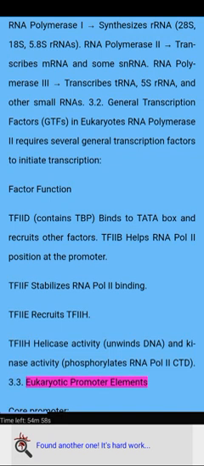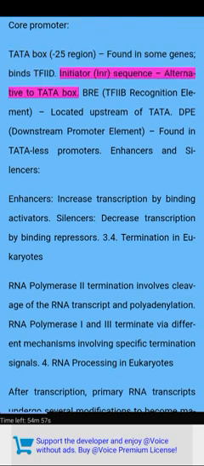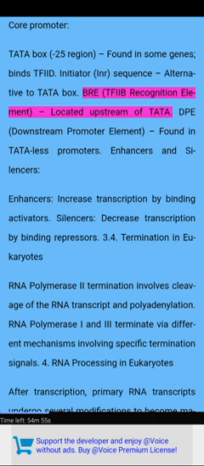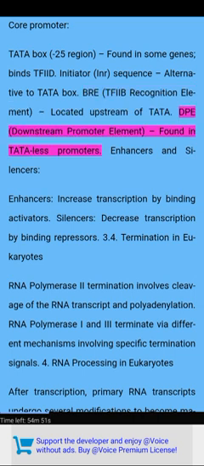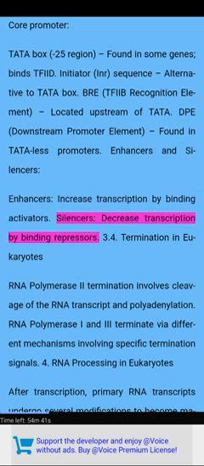3.3. Eukaryotic promoter elements. Core promoter: TATA box, -25 region, found in some genes, binds TFIID. Initiator (INR) sequence, an alternative to the TATA box. BRE, TFIIB recognition element, located upstream of TATA. DPE, downstream promoter element, found in TATA-less promoters. Enhancers and silencers: enhancers increase transcription by binding activators. Silencers decrease transcription by binding repressors.